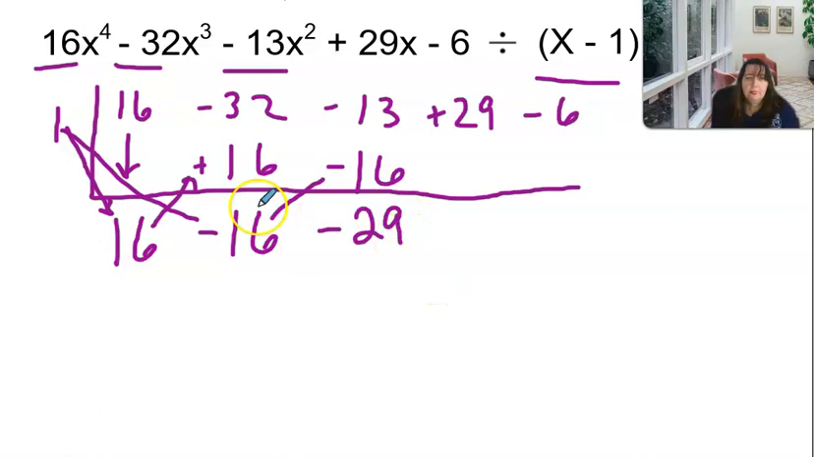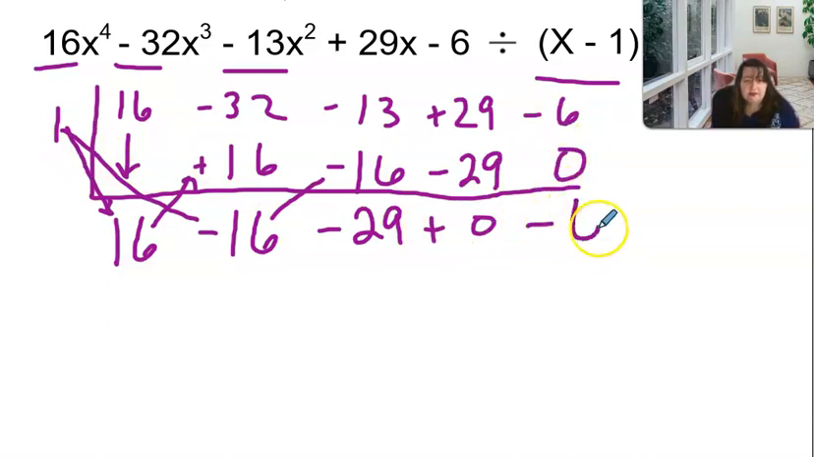So far so good? I'm going to now take 1 times negative 29, I'm going to put it in here, and positive 29 plus negative 29 is actually 0, so I don't have anything there. And then I'm going to go, well, 1 times 0 is 0, so I end up with a negative 6. And this particular fraction is going to have what we call a remainder. Sometimes they do, sometimes they don't. If this had been a positive 6 when I got done, I wouldn't have had a remainder. But I want to show it to you with the remainder.